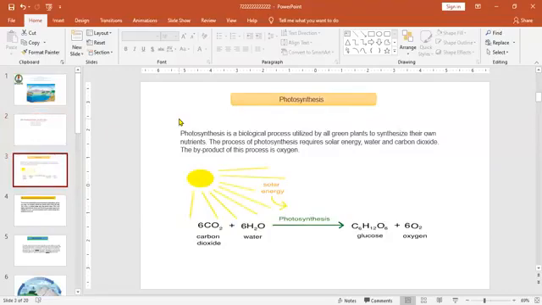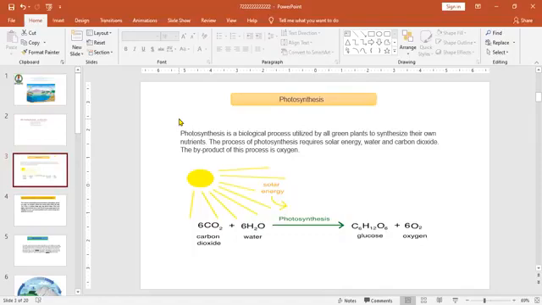Now, first, we have to know what is photosynthesis. You know, in class 6 or class 5, what is photosynthesis? Photosynthesis is a biological process. Plants make food with the help of sunlight, the leaves of plants which contain chlorophyll, and carbon dioxide and water. Okay, this is called photosynthesis.